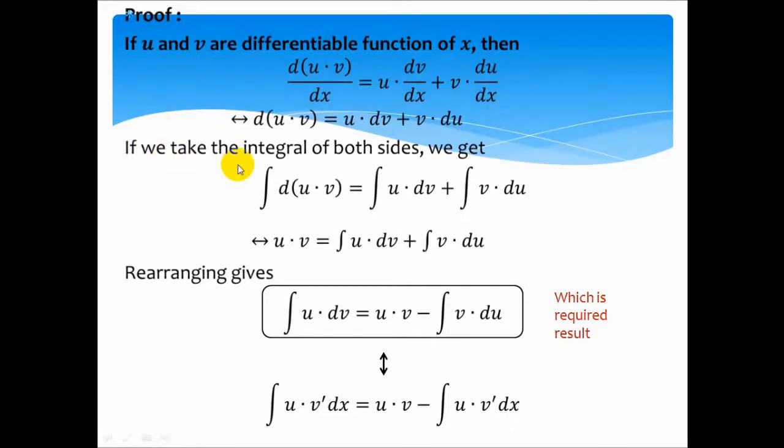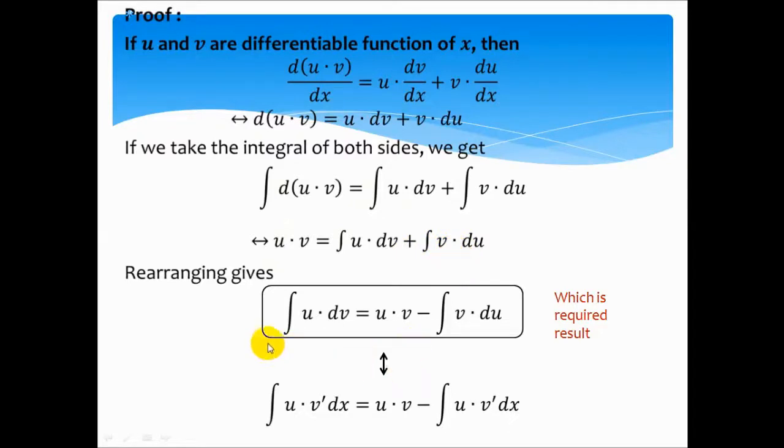And then we take the integral of both sides. So we get the integral of the differential of u times v. Let's use the property we learned before: if we have the integral of a differential of uv, we can eliminate the integral and d itself. So we get only u times v, and it is still the same: integral u times dv plus integral v times du.